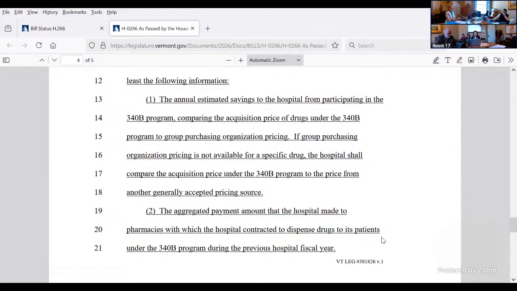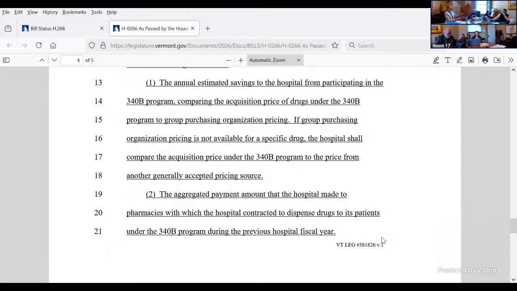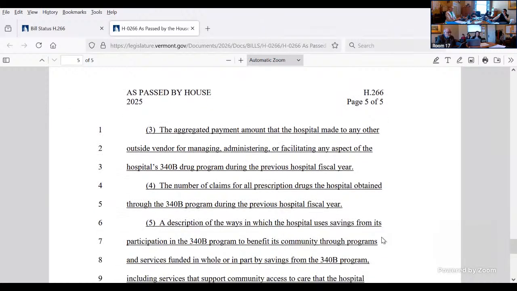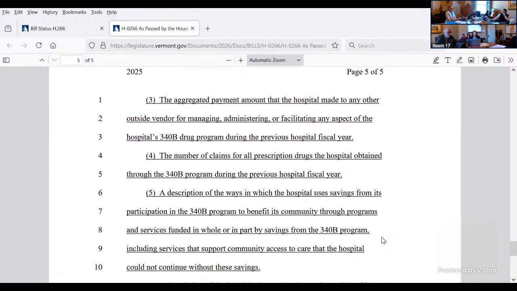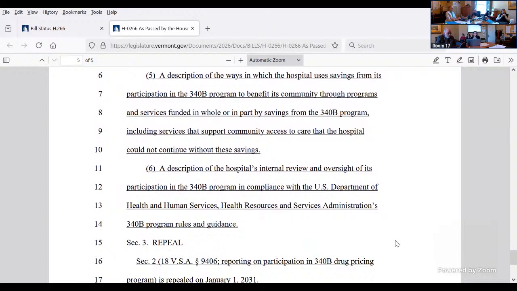Provide the aggregated payment amount that the hospital made to pharmacies that they contracted with to dispense drugs to the hospital's patients under the 340B program during the previous hospital fiscal year. The aggregated amount the hospital made to any other outside vendor for managing, administering, or facilitating any part of its 340B drug program. The number of claims for all prescription drugs the hospital obtained through 340B. A description of the ways that the hospital uses savings from participating in 340B to benefit its community through programs and services funded in whole or in part by 340B program savings, including services that support community access to care the hospital could not continue without the savings, and a description of the hospital's internal review and oversight of its participation in the 340B program in compliance with federal requirements.